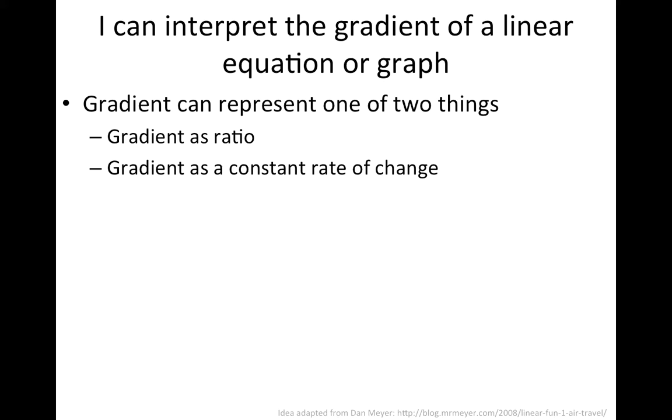Okie dokie. So the plan here is to work out how to interpret the gradient of a linear equation or graph. There's kind of two ways that the gradient of a linear equation will represent things. The first is it might represent a ratio, and the second is it might represent a constant rate of change. So we're going to have a look at examples of each.